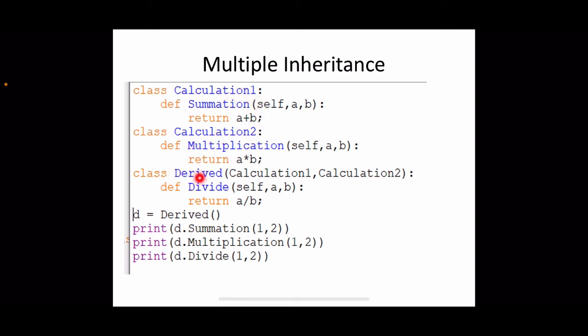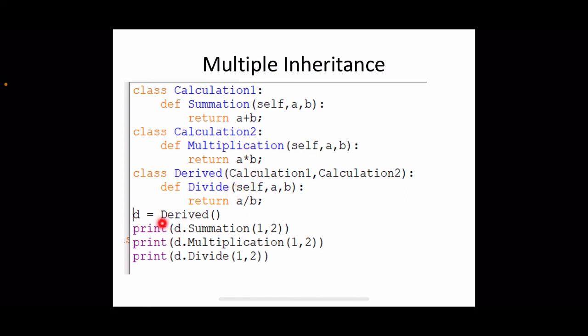And the third class we are defining is derived. The name of the class is derived, and we are specifying that two parent classes are there: calculation 1 and calculation 2. That means all the properties or methods defined in calculation 1 and those in calculation 2 will be inherited by derived. Now we are defining a new method specific to this derived class, that is divide. Inside that we will return a by b. These are the two arguments, return a by b. So in effect, derived can have three different methods. One is summation, second is multiplication, and the third is divide.